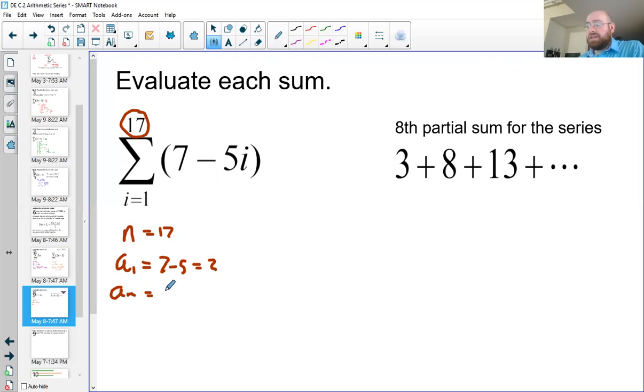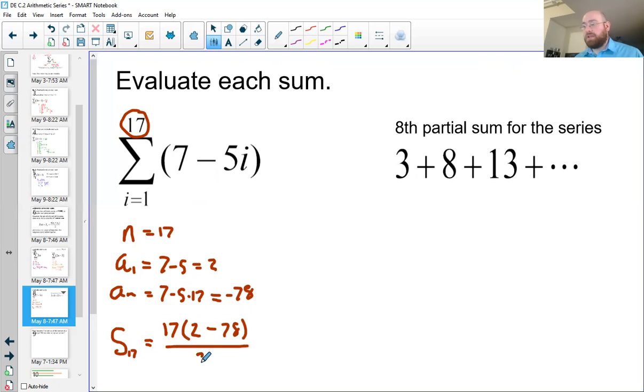And now we have to plug in 17. So that would be 7 minus 5 times 17. I'm also going to put that into my calculator. So 7 minus 5 times 17 gives me negative 78. So our formula says our 17th partial sum is going to be equal to n, so 17, times our first term plus our last term. Since this is negative, I can just put a minus sign there, all divided by 2.